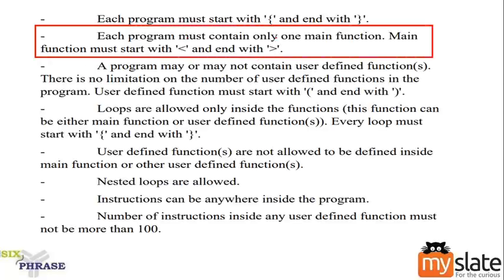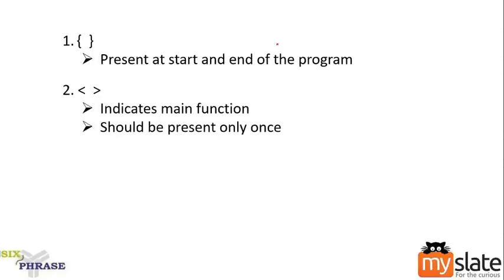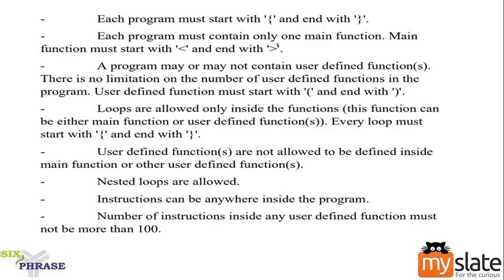Each program must contain only one main function. The main function should start with an angular bracket and end with an angular bracket, right? So the purpose of the second one, the angular bracket: where do we use this? In a main function only, and it should be present only once. Did you see that in the question? They have said each program must contain only one main function, which means the angular bracket should be present only once. So it indicates main and it should be present only once.